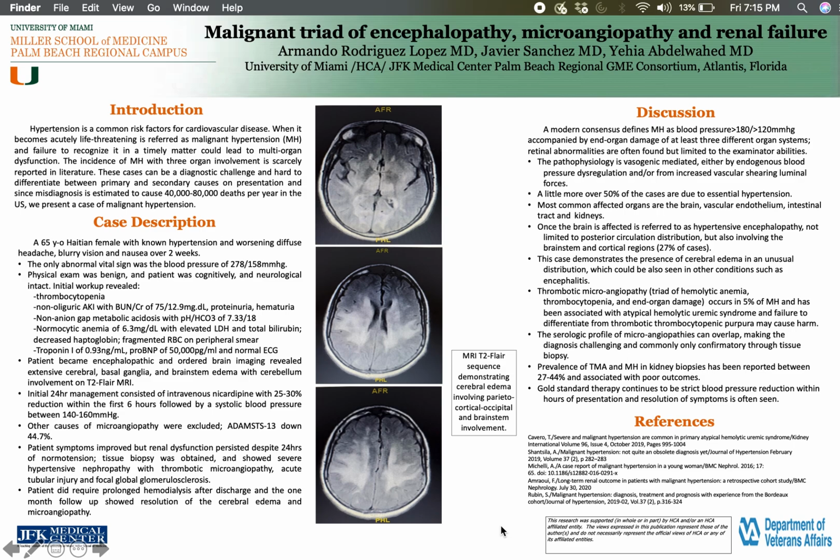The take-home point for this case is how the new consensus definition for malignant hypertension excludes papilledema, and this creates a better sensitivity to catch this disease on time. Also, it's very important that once the kidneys become involved, the morbidity is high and the outcomes are poorer. So, early recognition of this disease and early differentiation between primary and secondary causes of malignant hypertension are very important in the prognosis for patients.